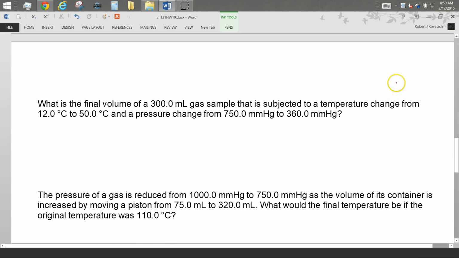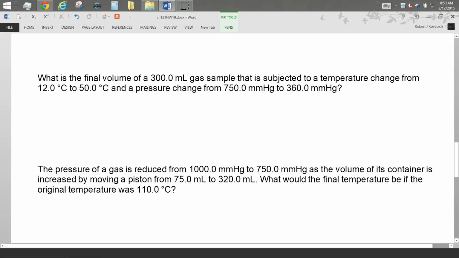What is the final volume of 300 milliliters of gas that's subject to a temperature change of 12 and pressure change? Okay, so I've got a volume and I want to know a new volume. And I've got a temperature change and I've got a pressure change. So that's combined gas law. But really we're just going to use the railroad track. So I'm going to start with 300 milliliters.